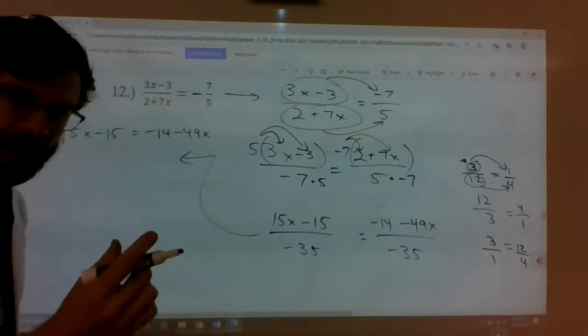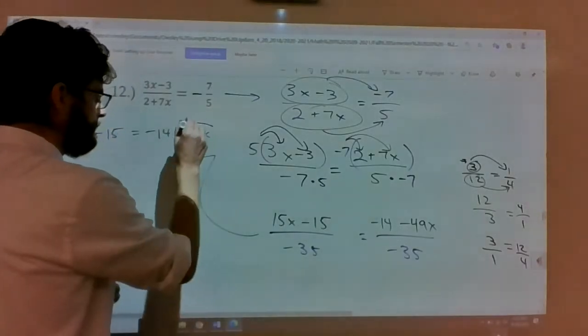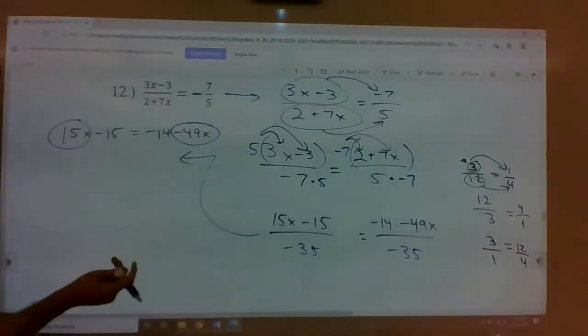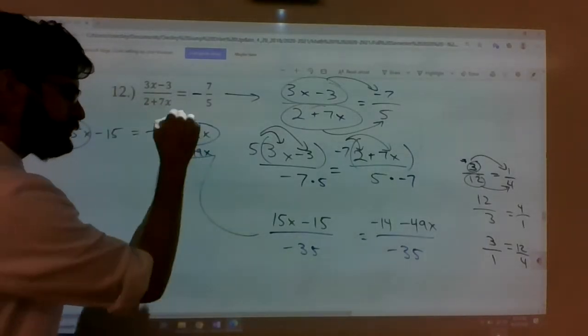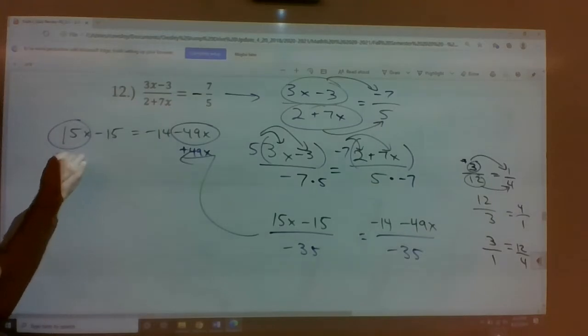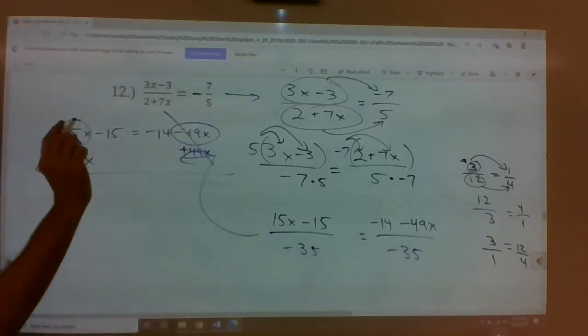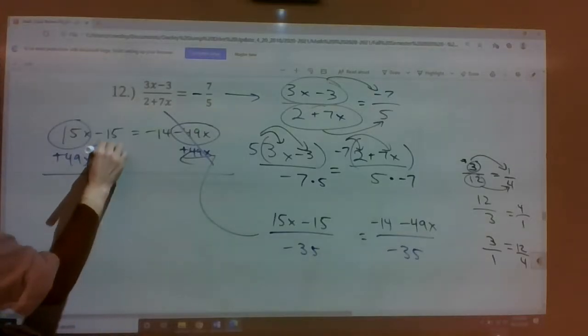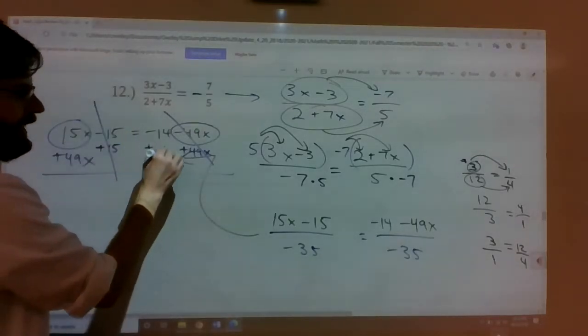So again, I take out my highlighter and I highlight this x term and this x term. I'm telling myself, hey, maybe add the 49x to the right and to the left. Cancels out the x terms. At the same time, I can cancel out the constant negative 15 on the left. Add it to the right-hand side.